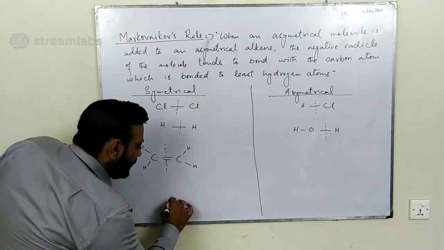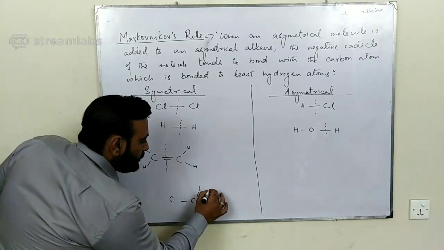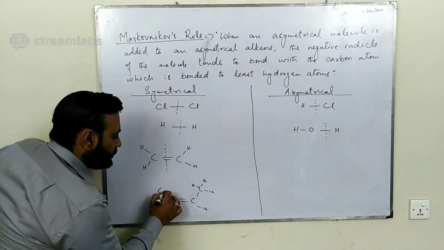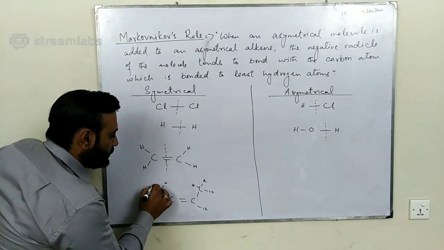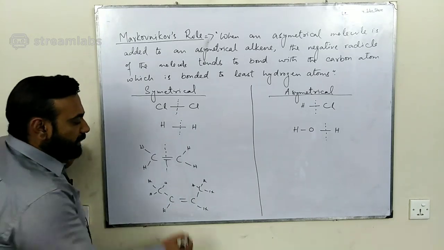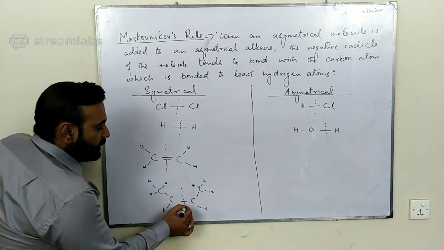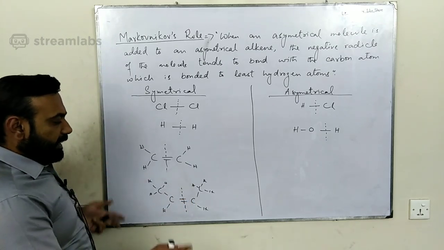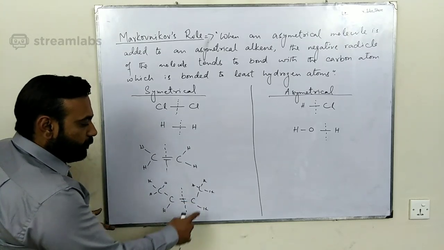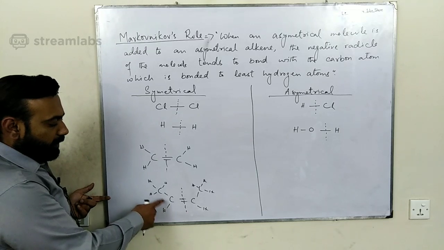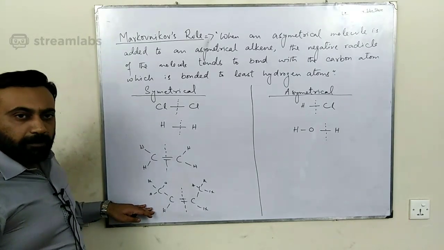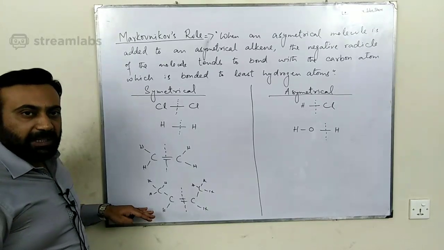Another example, see, this is butene. Now if you break this double bond between carbon atoms, again same radicals would be produced from each side. This side has 2 carbon atoms and 4 hydrogen atoms, and this side too has 2 carbon atoms and 4 hydrogen atoms. So this alkene, butene, is also a symmetrical alkene.